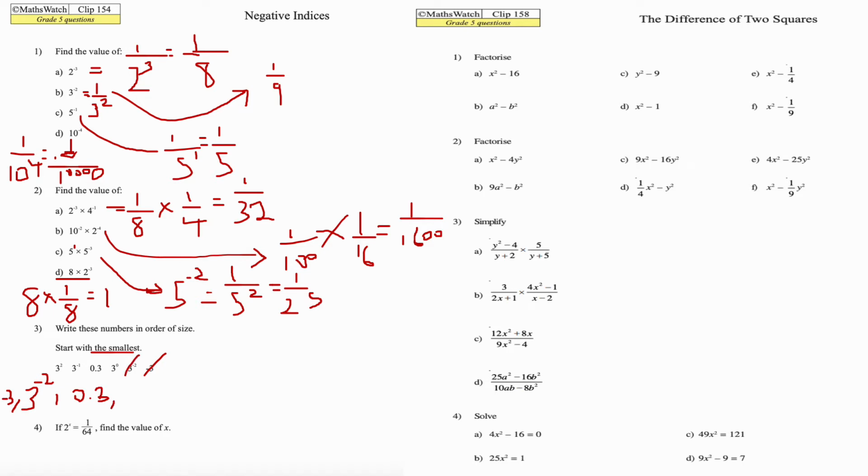Then it's 0.3, then it's 3 to the minus 1. The reason for that is because 3 to the minus 1 is 1/3, which is 0.3 recurring. So the definition of the place value is that that has to be bigger than that. Then it's 3 to the 0, and then it's 3 squared. So be very, very careful with these guys when you order indices. I think I made a mistake here initially by not looking properly.